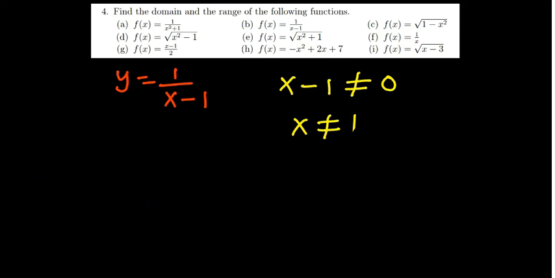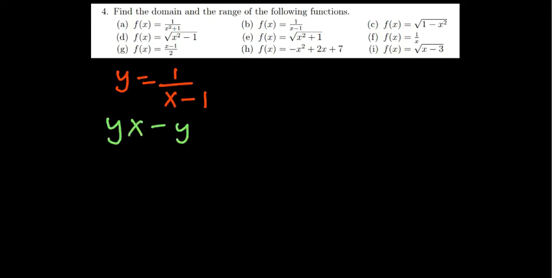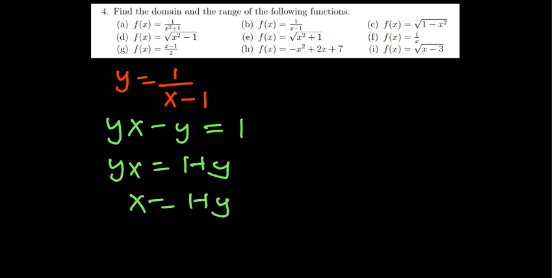So again, for us to find the range, the faster way of doing so is by making x the subject. So if I cross multiply, that will be my result, and then my goal is to make x the subject. So I have 1 plus y, and then x becomes (1 plus y) over y. Okay, so of course I told you how to present your inverse. So f inverse of x will be equal to (1 plus x) over x.